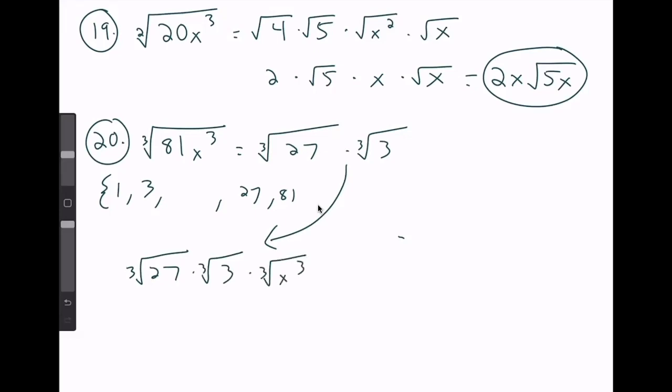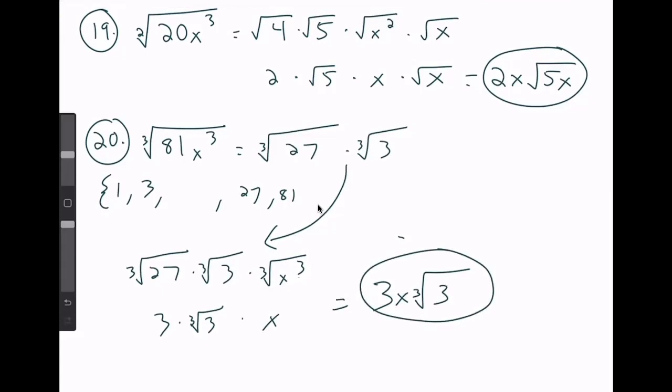Okay, the cube root of 27 we know is 3. 3 times 3 is 9, times 3 is 27. Cube root of 3 is going to be a decimal. But the cube root of x to the third, you can cancel that out, and that leaves you just with x. So my answer, what that would leave me with, is 3x times the cube root of 3.